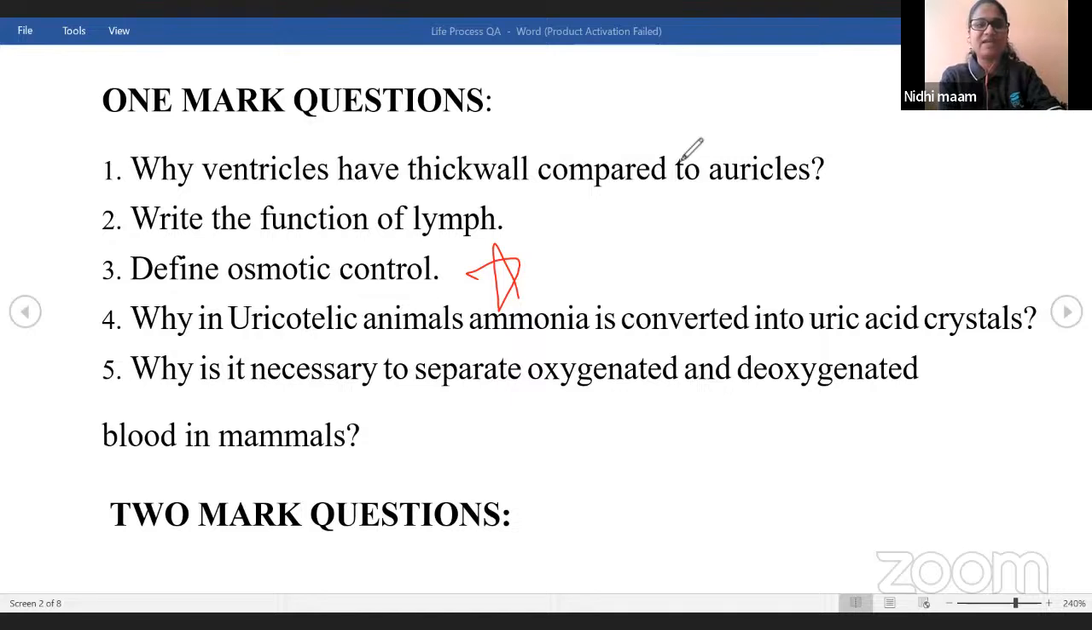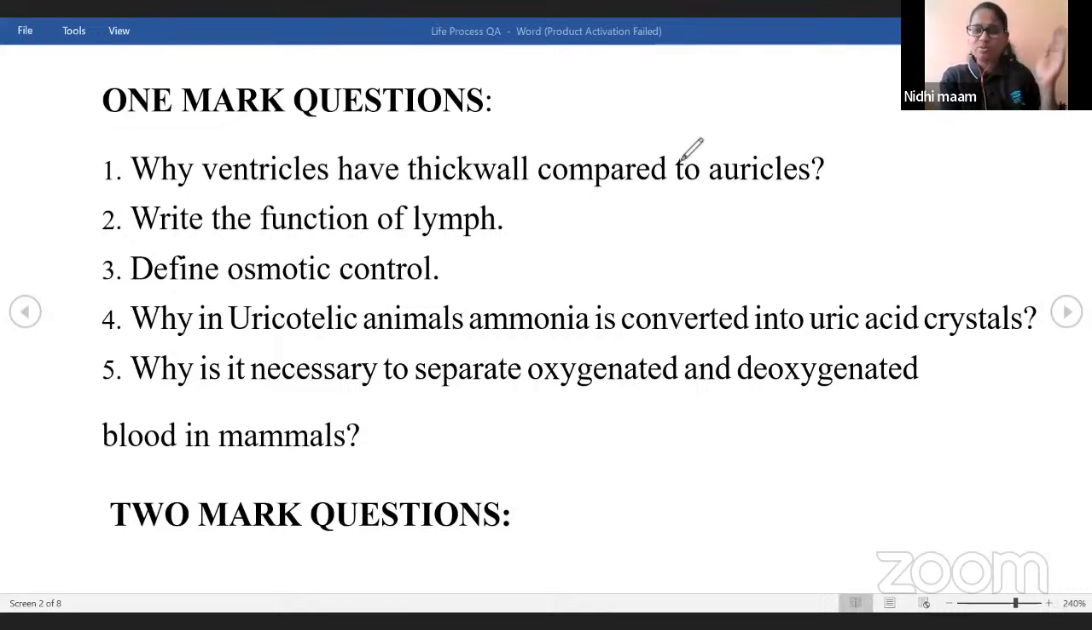Next, define osmotic control. What is osmotic control? Osmosis means what? Diffusion keeps happening. Diffusion means, when we consider the transportation of water in the plant, the water moves from a higher concentration towards a lower concentration. The movement of anything from a higher concentration to a lower concentration is called diffusion, but here I consider water. So when we consider the movement of water from higher concentration to lower concentration, it is called osmosis.